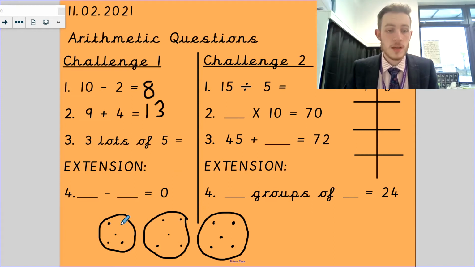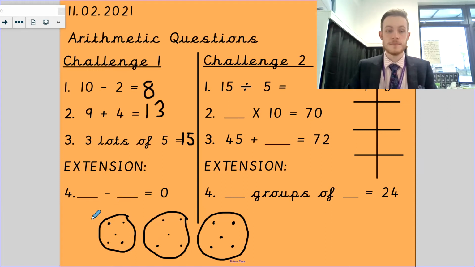Right, super. Done. Nope, not finished. What's the answer? Well, I need to count all of the dots. So 1, 2, 3, 4, 5. I didn't need to count that. I knew there was 5 in each group because that's how I grouped them. 5, 6, 7, 8, 9, 10, 11, 12, 13, 14, 15. So my answer is 15. If you know your 5 times table, you can count your 5s. 5, 10, 15. Right, let's have a look at the extension now.